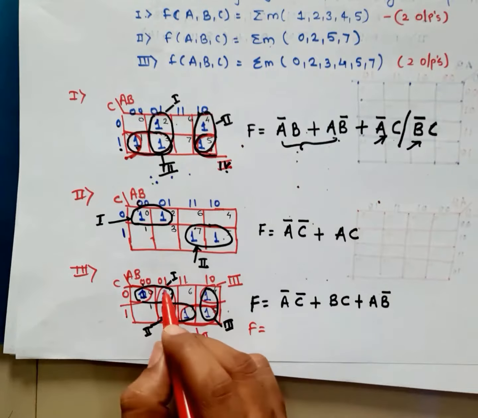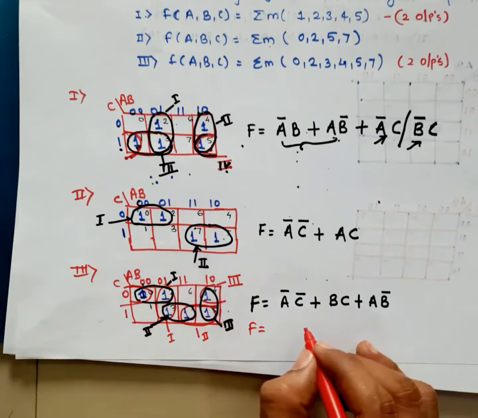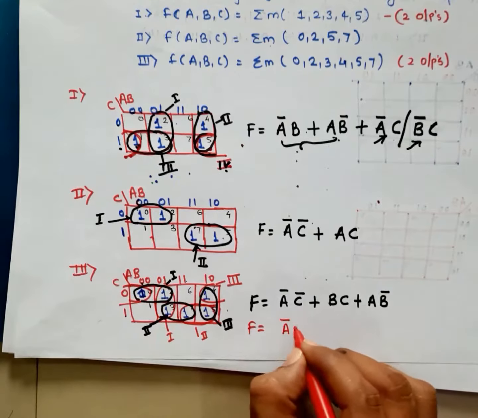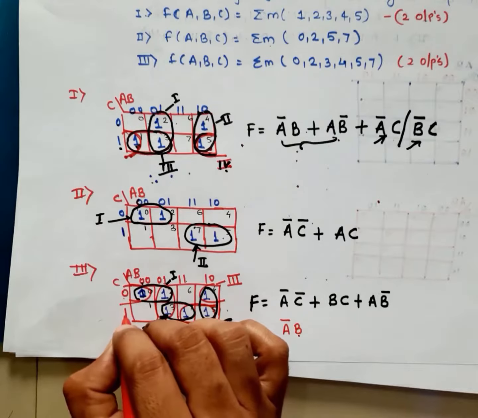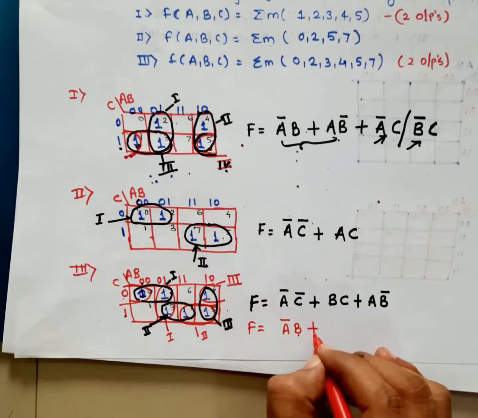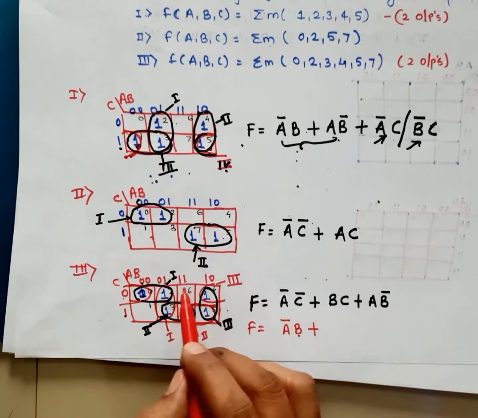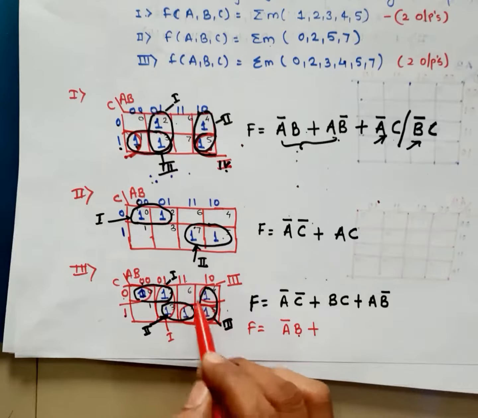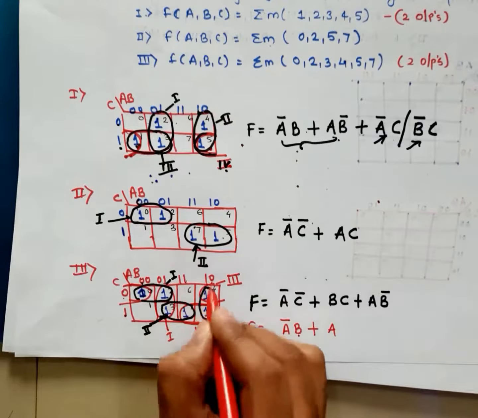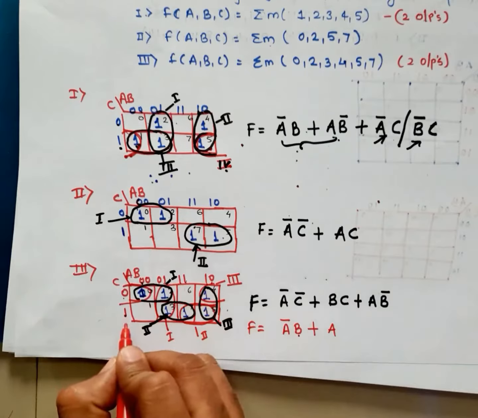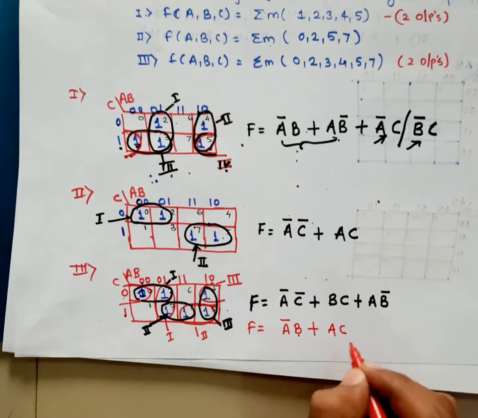Second output equation: consider the first group is this one. So the value of A and B is, A is 0, so A bar, and B is 1, so it's B, and the value of C variable is 0 and 1, so it gets eliminated. Now plus consider this second group. In this case 2 columns are considered. The value of A is 1 and the value of B is 1 0, so it gets eliminated. In this case only one row is considered and the value of that row is C.